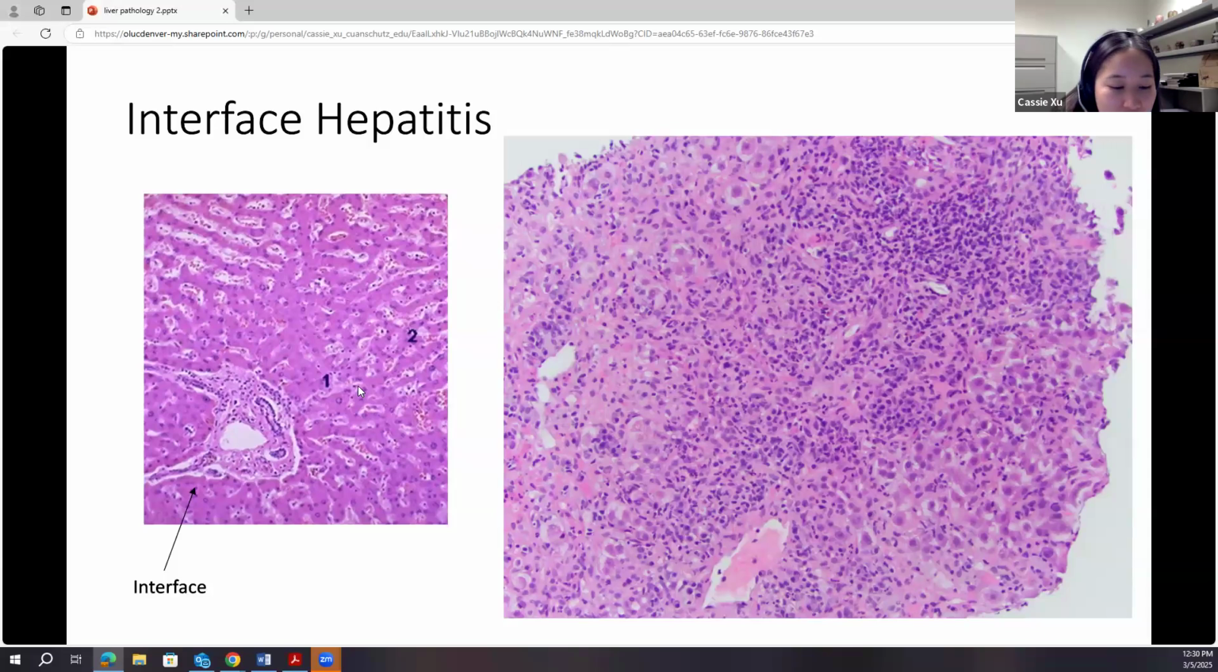So again, interface hepatitis, the interface is where the portal tract meets the hepatic lobule. And again, this is defined by the portal inflammation spilling over into the lobular parenchyma here. So this is just drawing the interface, and you can see there's a plasma cell-rich inflammatory infiltrate spilling over.